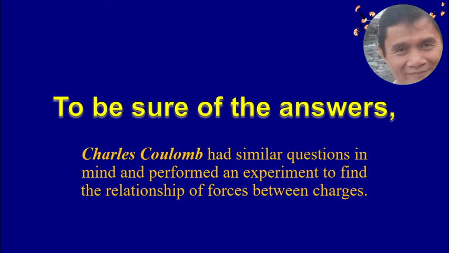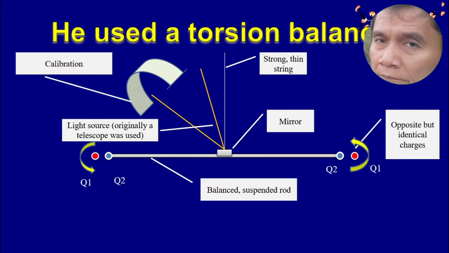Okay? So, he had several things to change. Let's see how he performed it. So, here's a torsion balance in this case. Let's see what happened. Okay, this time he used a torsion balance. Now, the drawing is messy to look at. Let me try to explain each one.